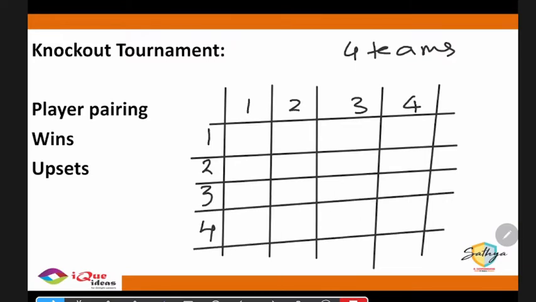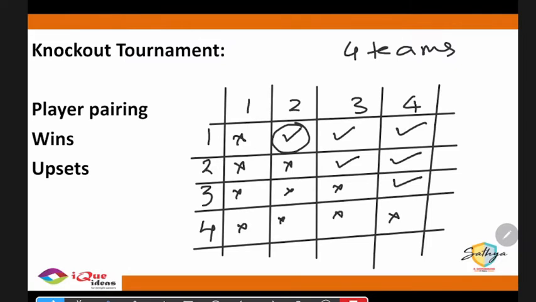So in this situation, if I want to depict it, nobody can play against themselves, so the diagonal is eliminated, and we only need any one side. So 1 plays against 2, 3 and 4. Now 2 has already played against 1, so 2 and 1 I don't need. So 2 and 3 and 4. 3 has already played against 1 and 2, so 3 and 4. And 4 anyway has played against everyone. So this table will basically give me the first round of matches which can happen.